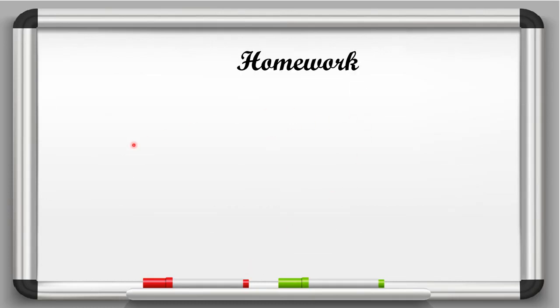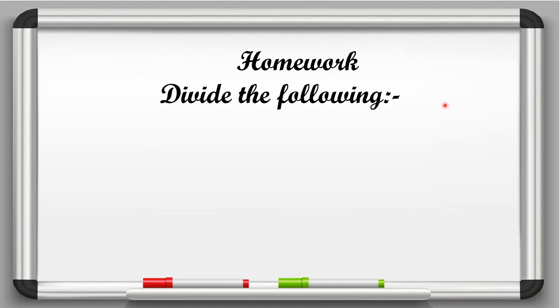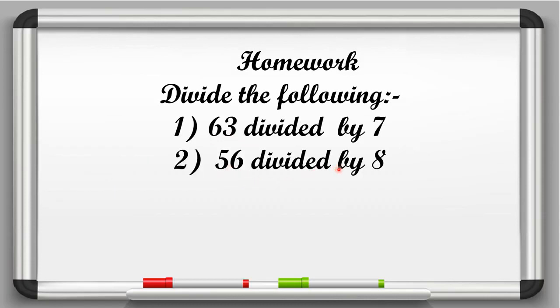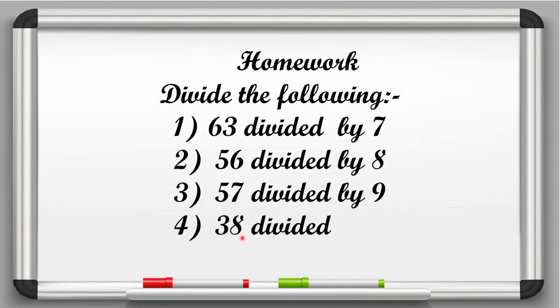Homework. Divide the following sums, okay, you have to do these sums beta in your notebook. 63 divided by 7, 56 divided by 8, 57 divided by 9 and 38 divided by 6. Okay beta. First of all you have to make a beautiful format of two lines, then you have to solve these sums. First of all arrange in the columns, okay, after arranging in columns you have to do these sums, and you have to write the quotient as well as remainder, okay.